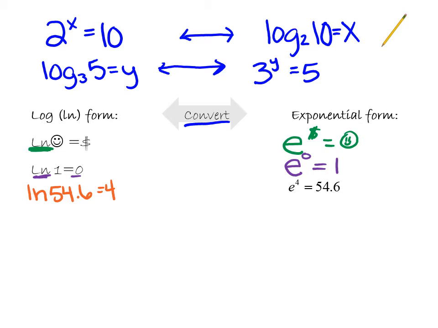With this type of example, again, you can check your answer. You could type in ln of 54.6 into your calculator and you should get approximately 4.